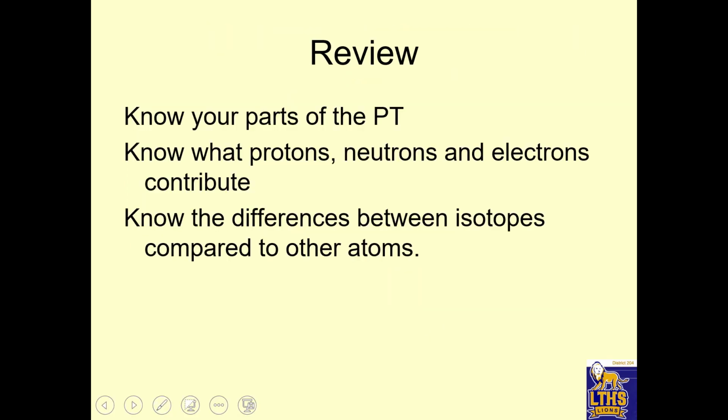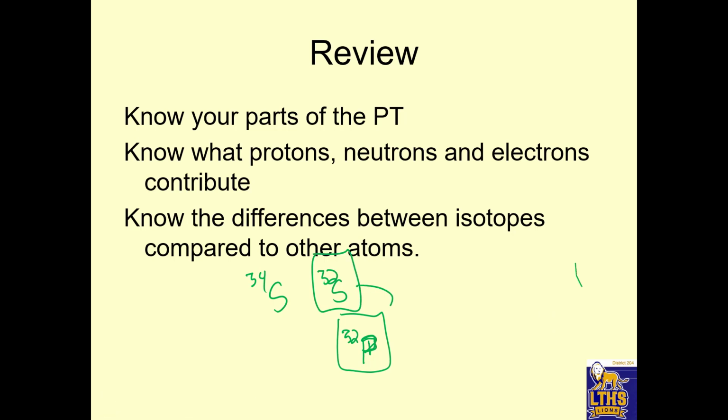Don't be glitching. Parts of the periodic table, we didn't do that yet. No protons, neutrons, and electrons contribute. Know the difference between isotopes compared to other atoms. So if I have 2 isotopes of sulfur, they would be sulfur 34 and sulfur 32. But a different atom might be something totally different, like phosphorus 32. Okay, so these are different atoms. And then these guys right here are different isotopes.